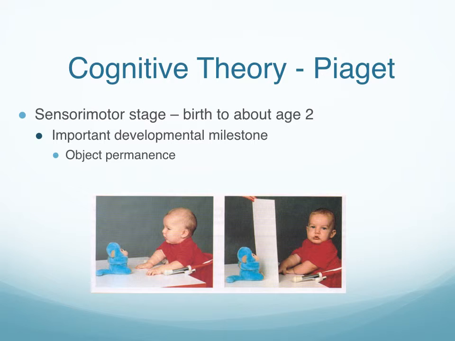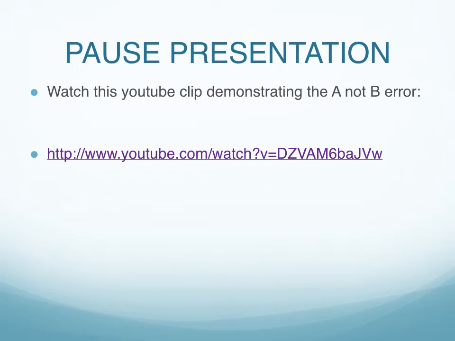So the next thing that I want you to do is to go ahead and pause the presentation. On the next slide, there's a link to a clip that shows this A not B error. So go ahead and pause the presentation now and watch the YouTube clip that demonstrates the A not B error, and then return to this presentation.